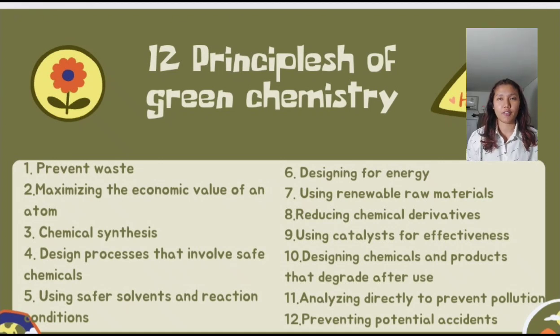For number 5 is use safer solvents and reaction conditions. Use the safest solvent for each process. Also minimize the amount of solvent so as not to produce a large percentage of waste. Next is design for energy efficiency. In choosing a chemical reaction pathway, use the less energy-intensive one, avoid heating and cooling as well as pressure and vacuum conditions.